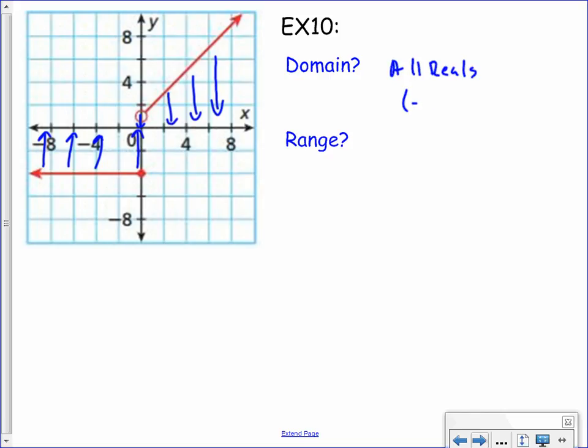all reals. How do you spell piecewise? Very good. Piecewise. It's a piecewise graph because you're putting pieces together.